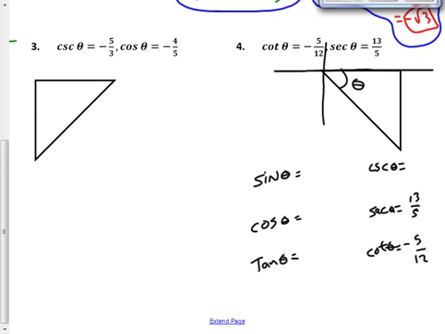So taking a look at this one, my theta, my reference angle, we're down in the fourth quadrant because cotangent is negative and secant is positive. So we're looking at the triangle here. A bunch of information is given to us. Secant is 13 over 5, so if I flip that over, I get 5 over 13. Cotangent is negative 5 over 12, so I can flip that over, and I get negative 12 over 5.